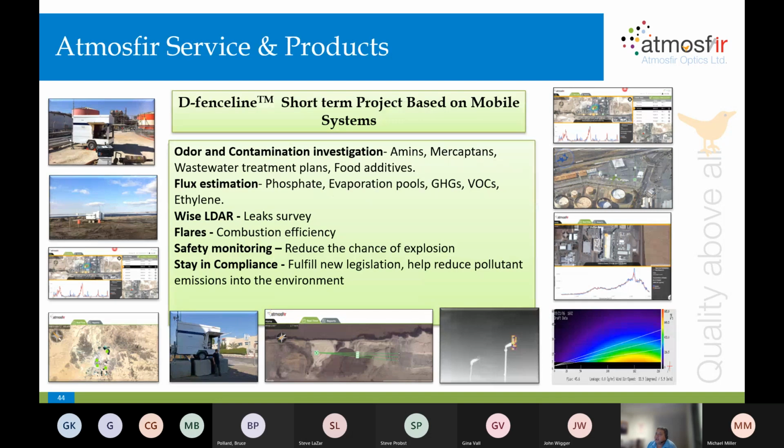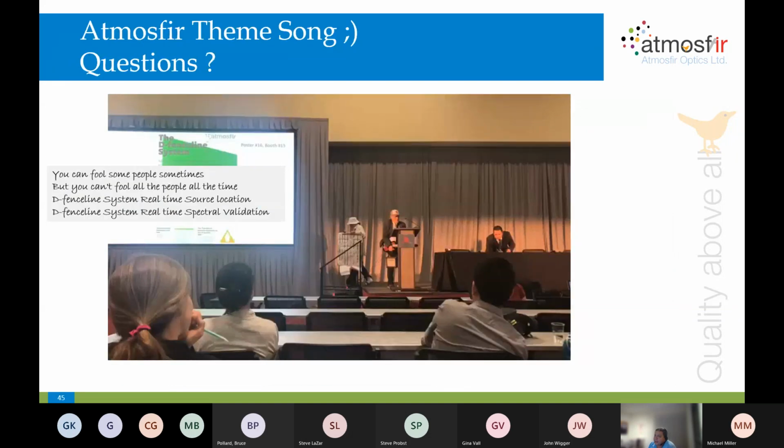That technology is also good for other contamination investigations. It's the only technology that I know that can measure in real time. I mean, smell complaints. We did a project in water treatment, etc. We can measure fluxes, help with LDAR, flare combustion efficiency, etc.